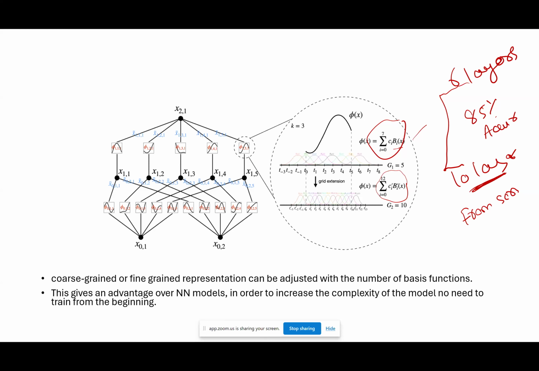Where we observed is that we have to increase the number of layers to approximate it better. But in a neural network we have to train it from scratch. Here we don't have to train it from scratch. We just have to increase the number of basis functions, and these linear weights have to be adjusted, and from there we can continue training. So you don't have to start from scratch.